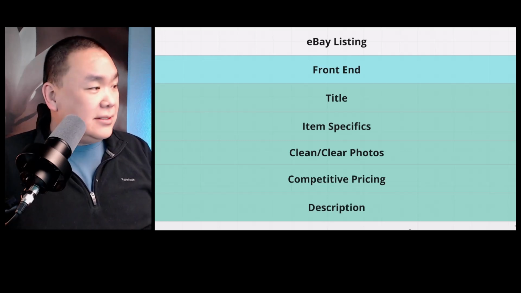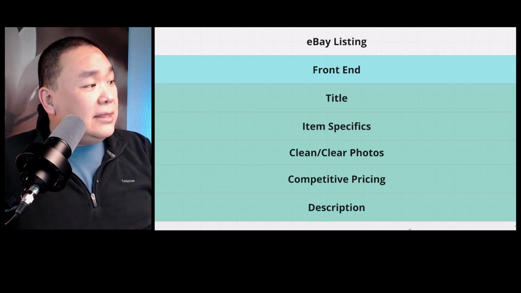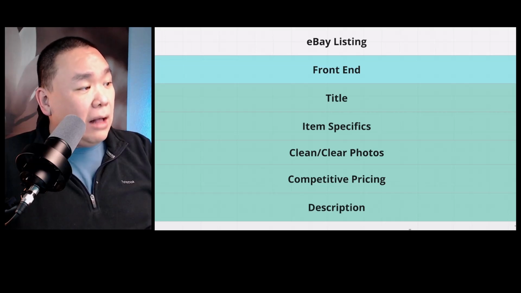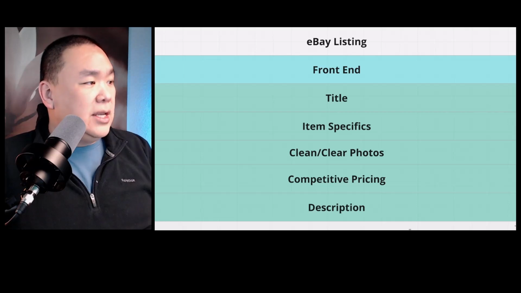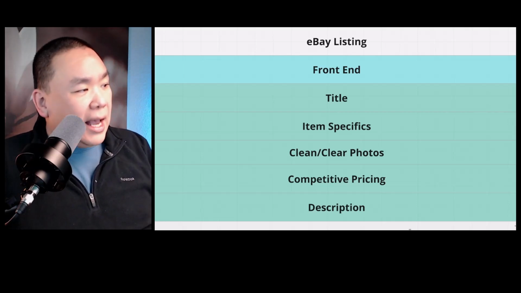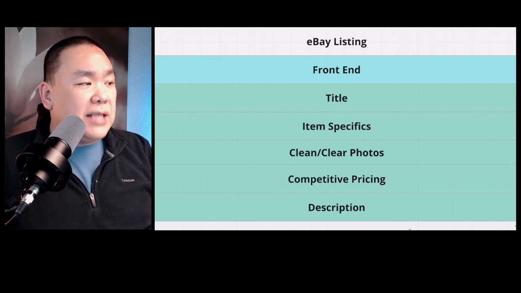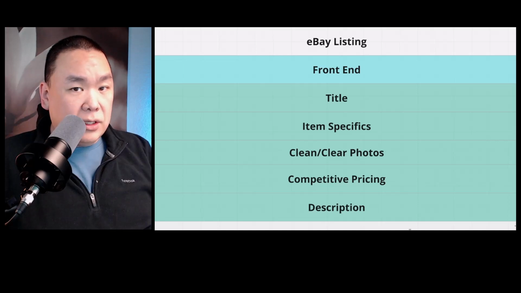The next is the item specifics. And these are details that the eBay algorithm uses to categorize and rank your listings. So brand, model, size, color, and other specifics not only improve the search visibility, but also help customers to find exactly what they're looking for.